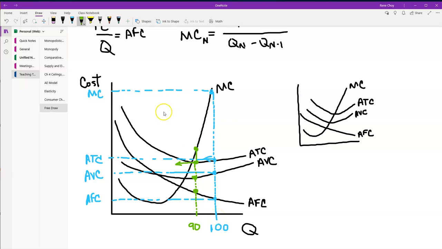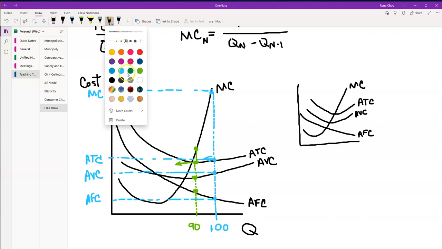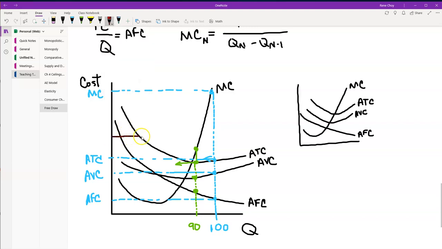Now imagine also that we could put another line, and that line represents the price that we can charge for each pizza.